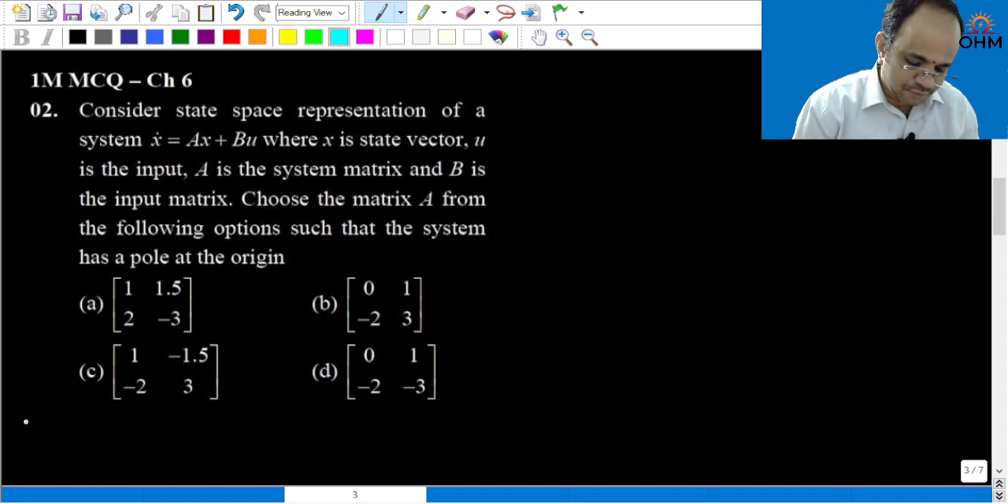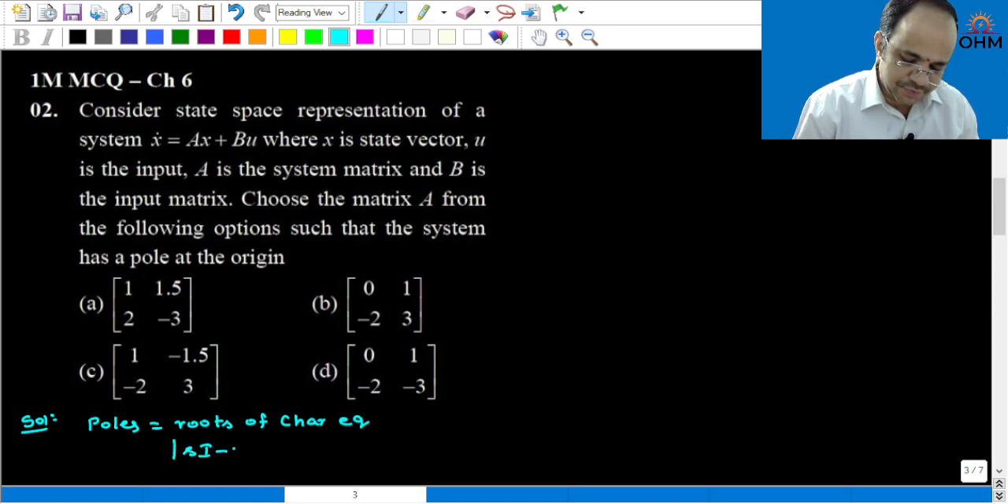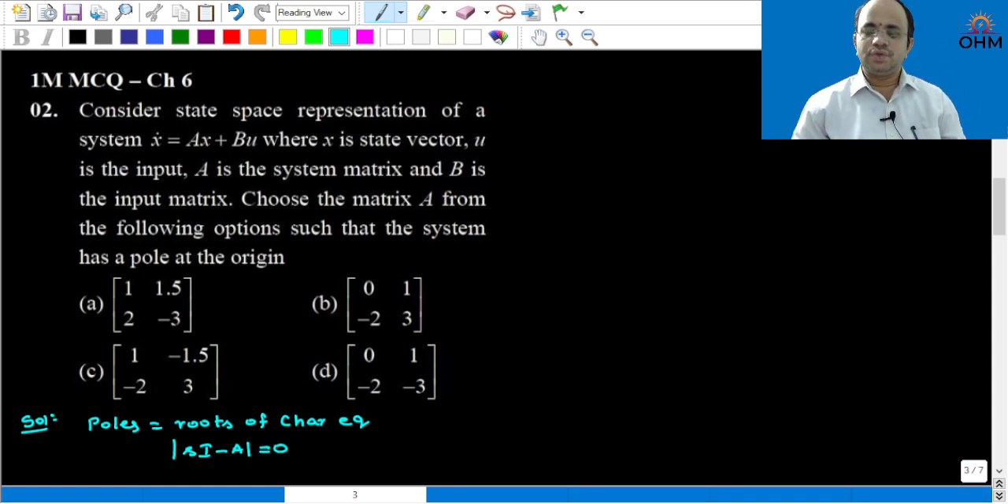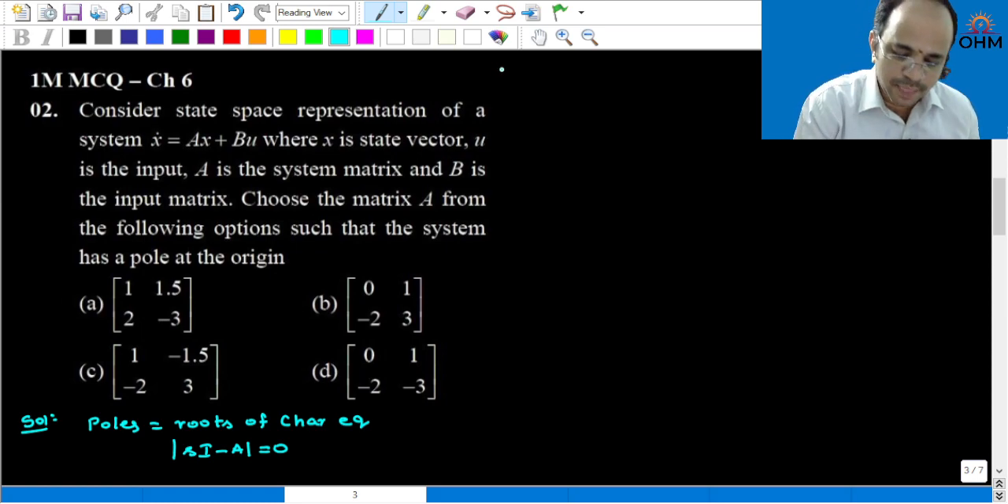Now, from the state space equations, how can you find system poles? Poles are equal to the roots of the characteristic equation. What is the characteristic equation? Determinant of sI minus A is equal to 0. So here you should select one system matrix A in such a way that the characteristic equation has at least one root at the origin.